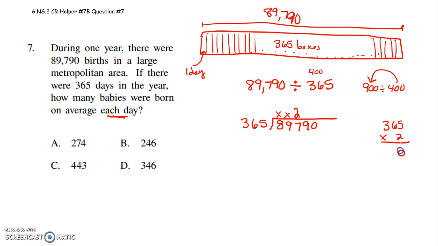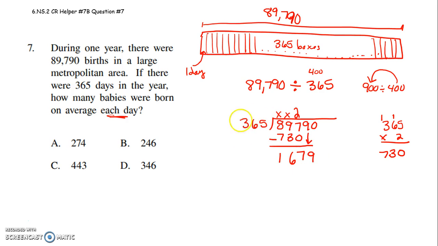5 times 2 is 10. Put down a 0, carry a 1. 6 times 2 is 12, and 1 more is 13. Put down a 3, carry a 1. 3 times 2 is 6, and 1 more is 7. So that's 730. Then we're going to subtract that off. 7 minus 0 is 7. 9 minus 3 is 6. 8 minus 7 is 1. Then we'll drag down this 9.